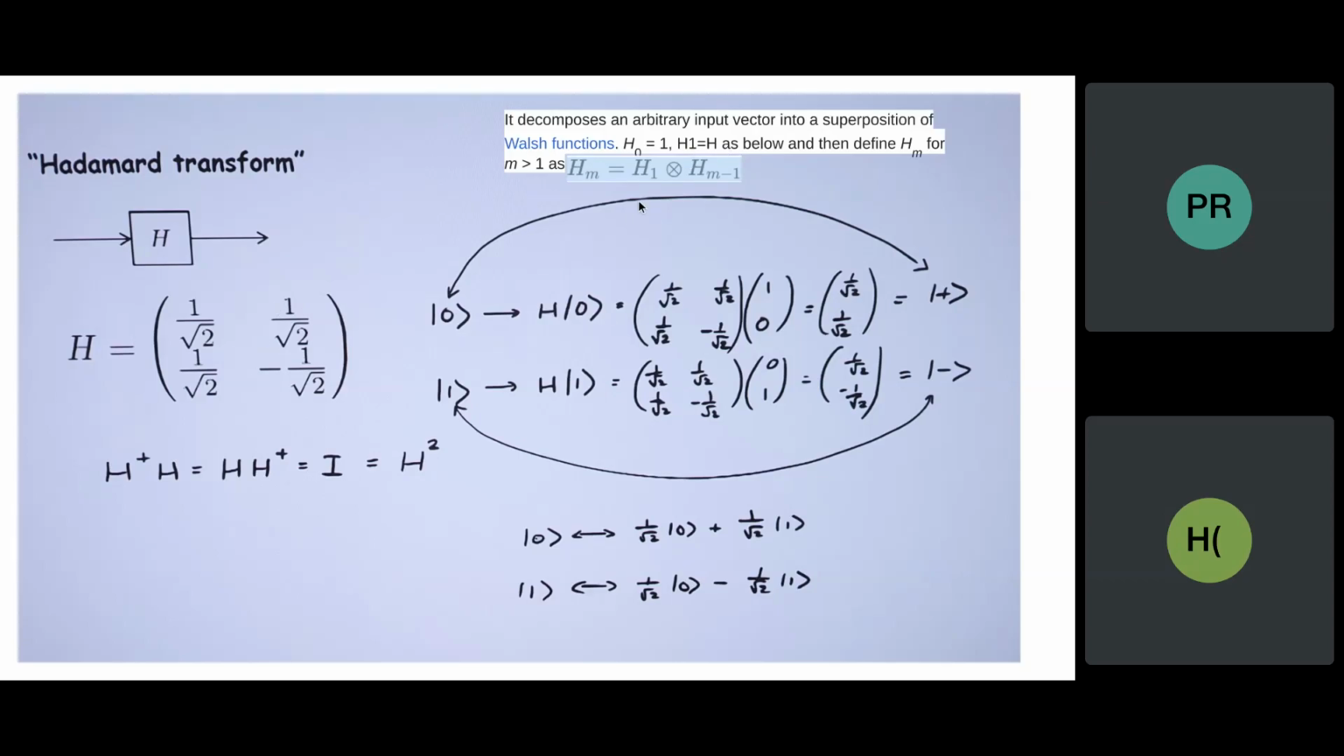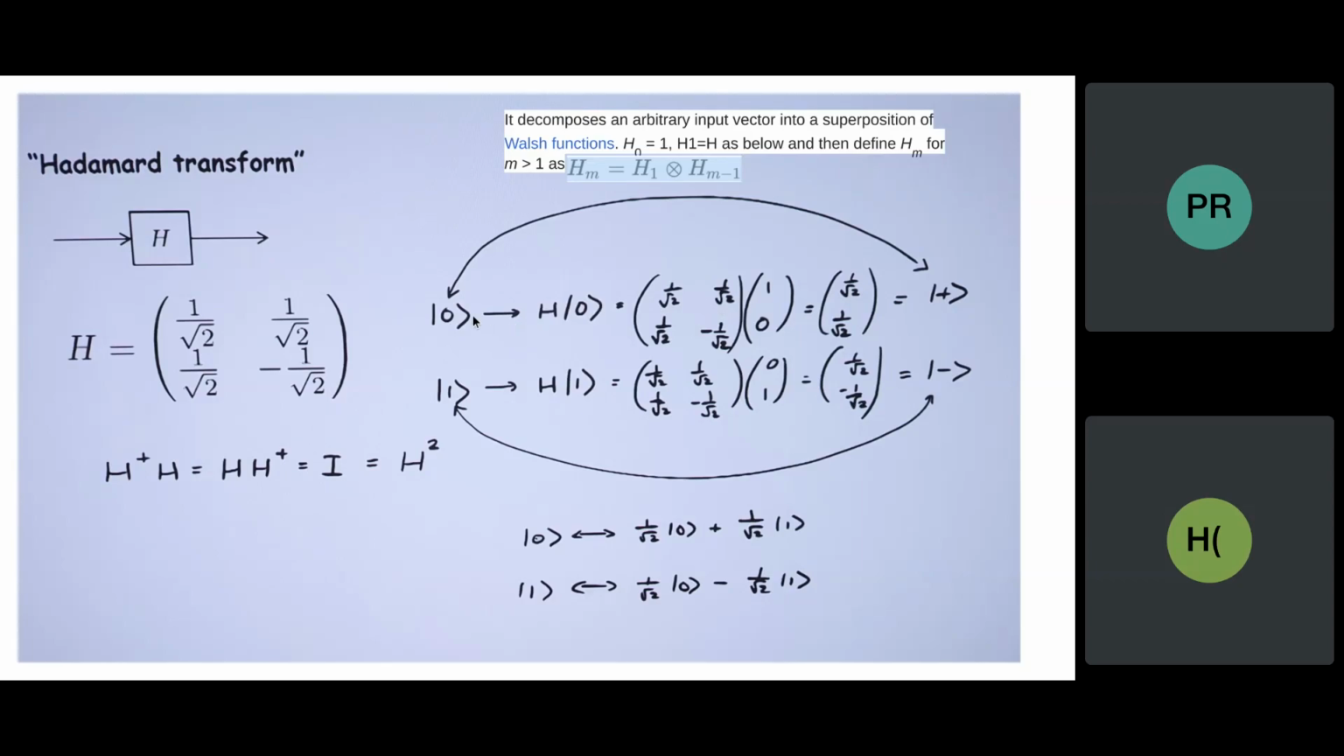And Hm, if m is greater than 1, let's say it is 2, then h2 equals h1 plus h2 minus 1, which is h1. So h1 into h1, so h1 is h. So if you multiply it twice, you will get the transformation. So that's what you can say here.